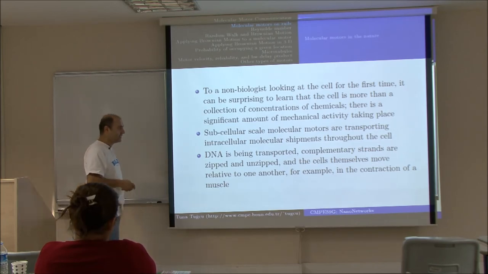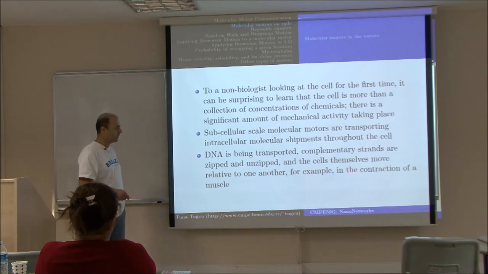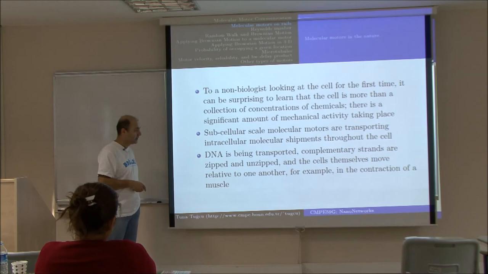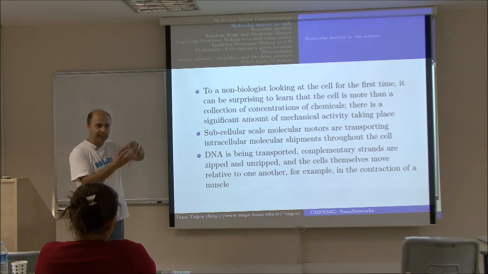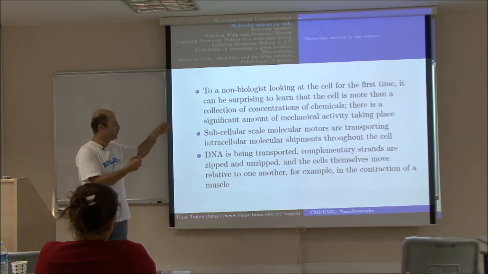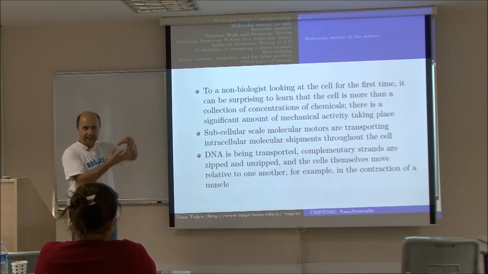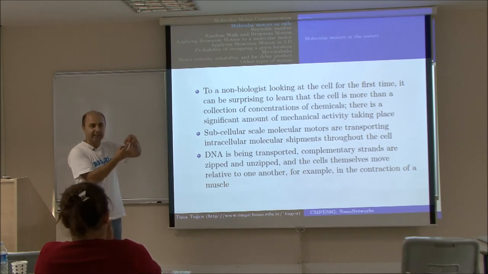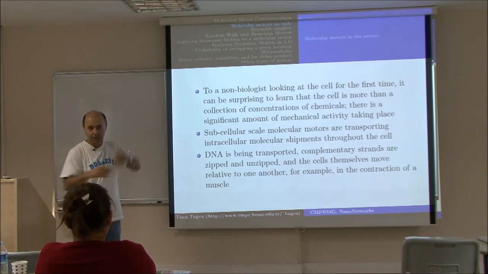So the cells themselves move relative to one another. For example, in the contraction of the muscle, as we discussed. And also, during the reproduction of the cell, the cell splits into two. That is also related to the cytoskeleton and the molecular motors. They make the cell split into two. It's not magic, okay?